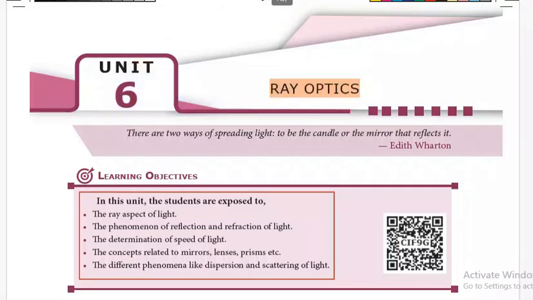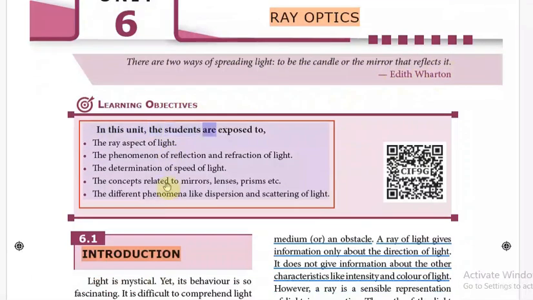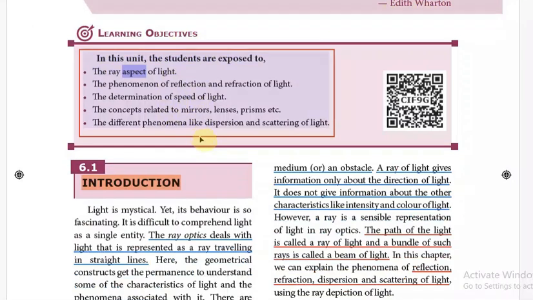Ray optics. There are two ways of spreading light: to be the candle or the mirror that reflects it. Learning objectives. In this unit, the students are exposed to the ray aspect of light, the phenomena of reflection and refraction of light, the determination of speed of light, the concepts related to mirrors, lenses, prisms, etc., and the different phenomena like dispersion and scattering of light.